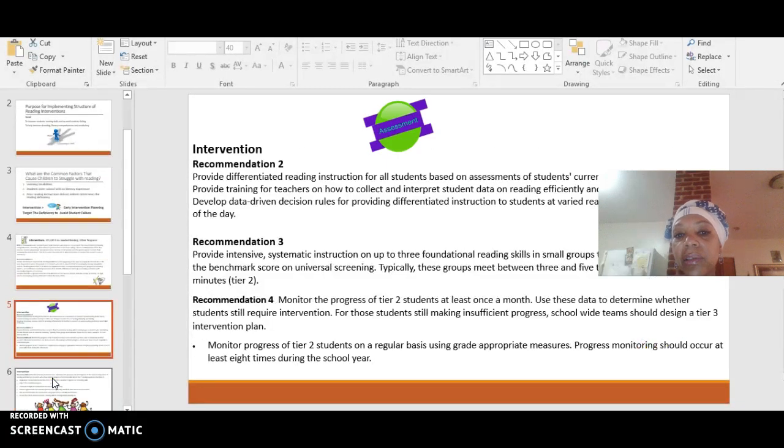Let's look at recommendation 2. By the time you get to recommendation 2, you're starting more assessments. You want to provide differentiated reading instruction for all the students based on their assessments.